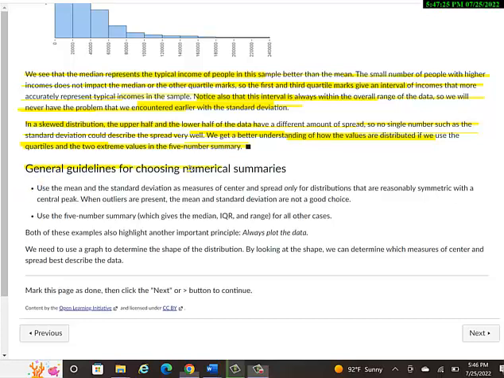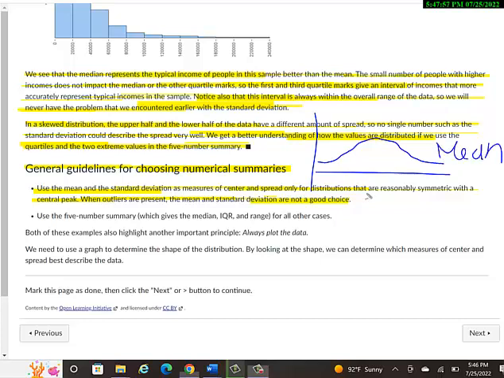Here are general guidelines for choosing numerical summaries. We will use the mean and the standard deviation as measurements of center and spread only for distributions that are reasonably symmetric with a central peak. When outliers are present, the mean and standard deviation are not a good choice. So you probably want to see a bell-shaped curve. I think we'll talk more about that later. If your data spread is pretty symmetric, it doesn't have to be perfect, with not a lot of outliers, then you're going to use the mean.